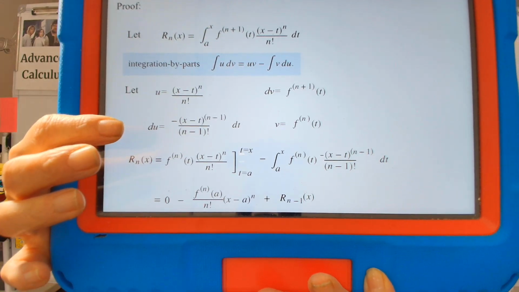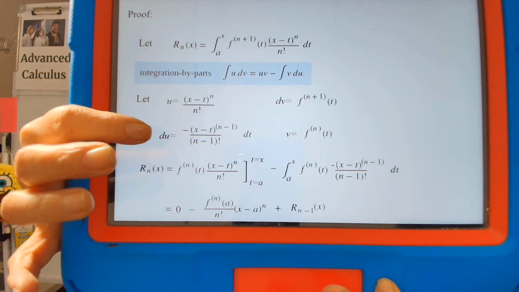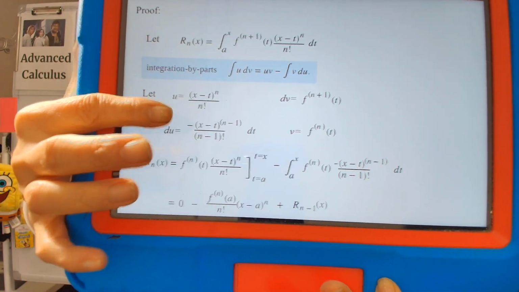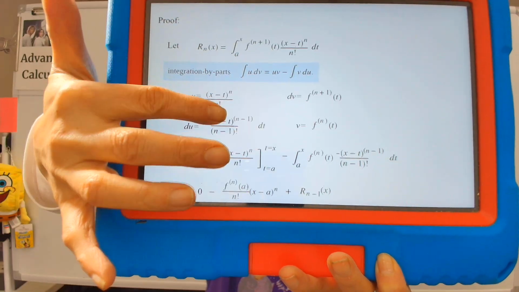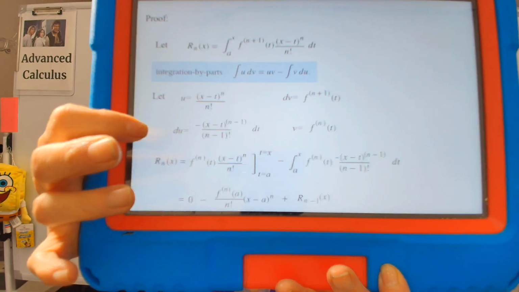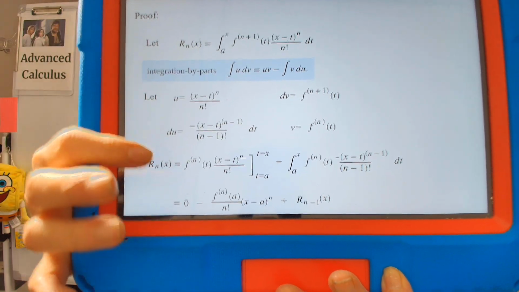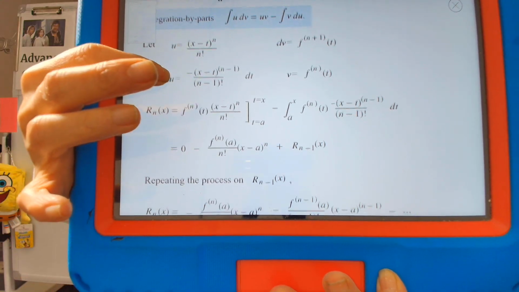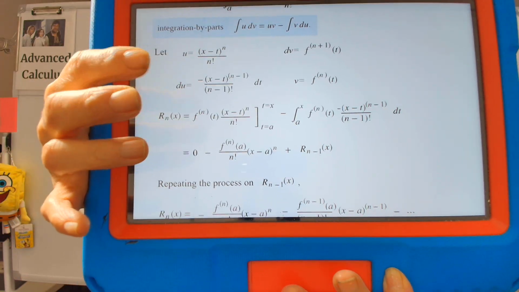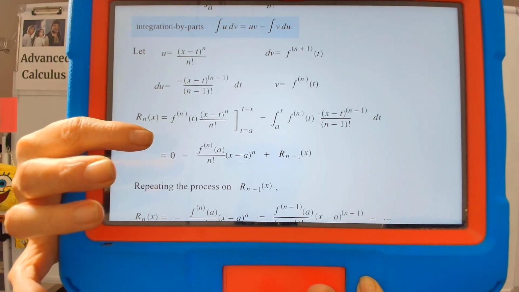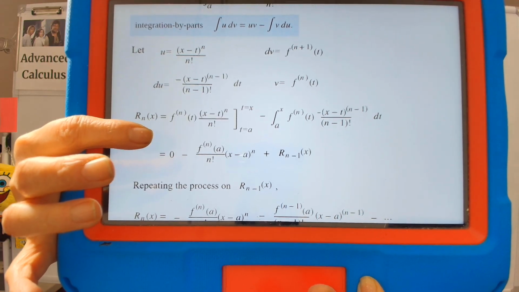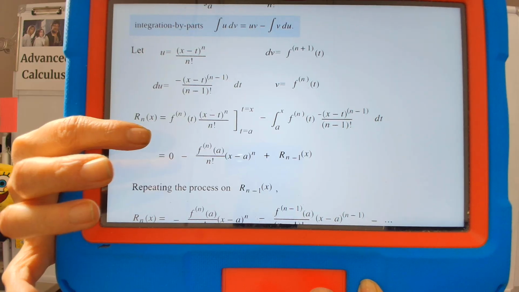So then du, okay, take the derivative, we'll end up with this thing. Don't forget the negative sign. Whereas v, we integrate that derivative, which will reduce the derivative by 1. Okay, so far so good. Then following the integration by parts formula, we have our n of x then equals this stuff. And that's exactly the integration by parts formula.